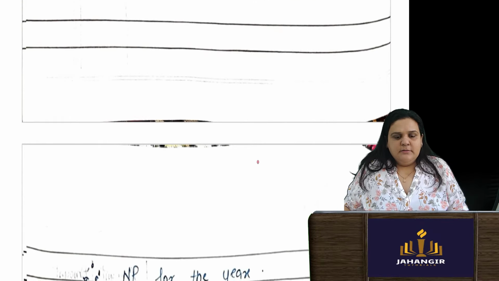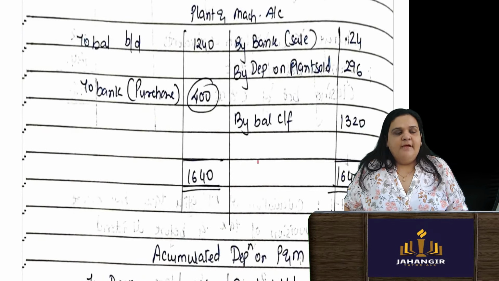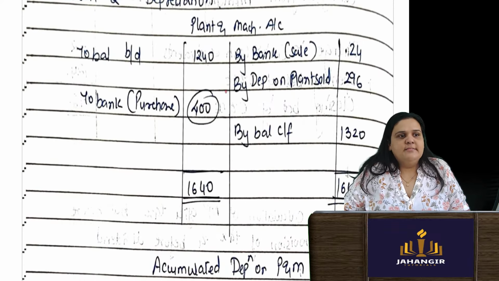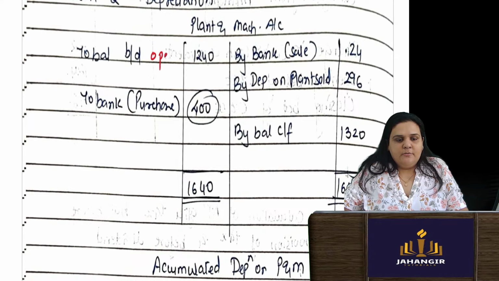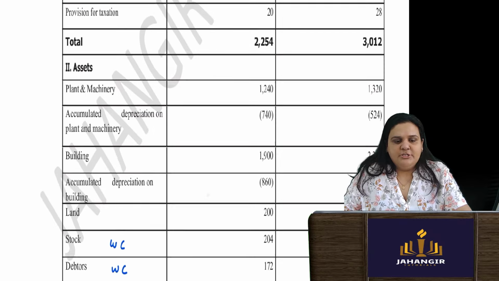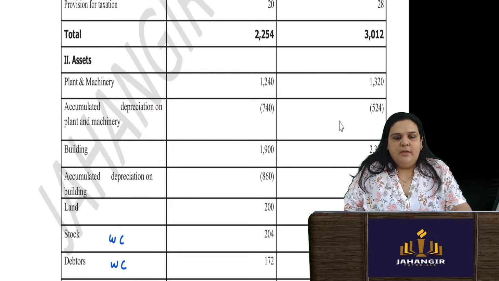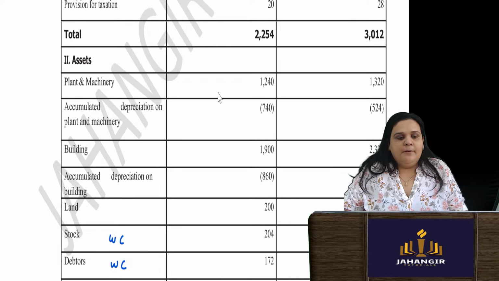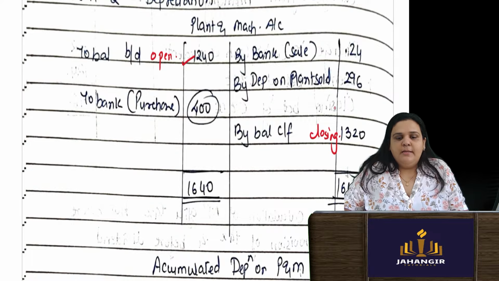So see this. I have made a ledger for plant and machinery account. To balance and by balance, I am going to take it from the opening and closing. Plant and machinery, accumulated depreciation. Opening and closing. I am taking opening first, 1240, and closing is 1320.